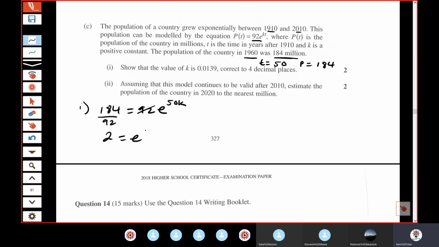That should be 2. What do we do at this stage? Log both sides. And then what do you do now? Divide by 50. And fingers crossed, 0.0139, correct to 4 decimal places.